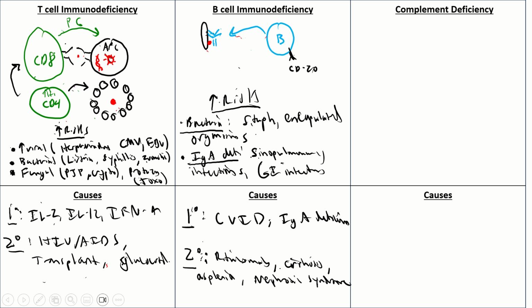All right, the last one we'll talk about is going to be complement deficiency. So let's talk about complement a little bit. Complement, there's a couple different pathways. Mannose binding pathway, there's antibody-mediated complement attack. We'll talk just about antibody-mediated complement attack of subsequent bacterial infections.